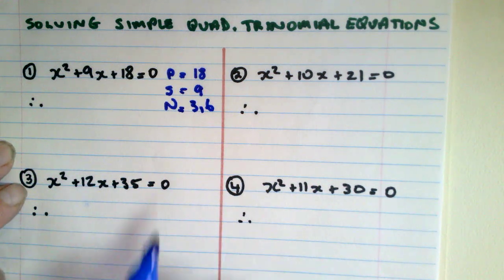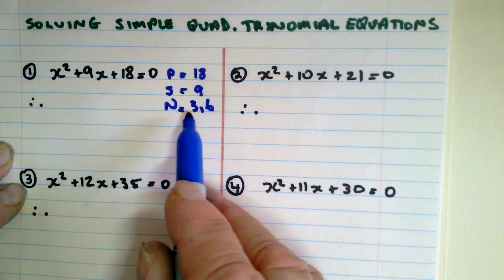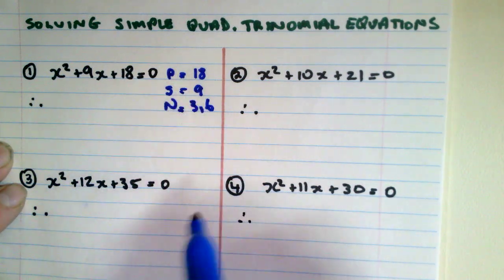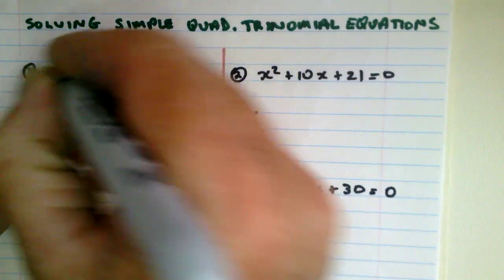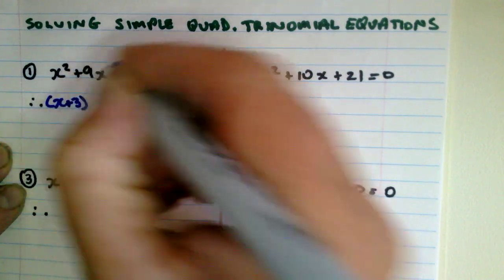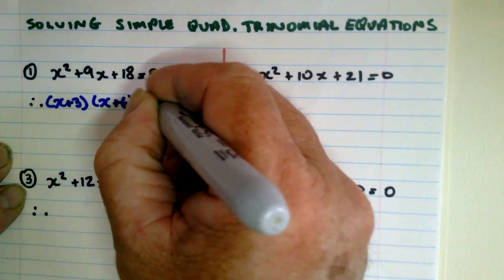We considered all the factors of 18 in pairs and selected the two that when multiplied gave me the product, but when added gave me the sum. So this is what we can say. Our equation is the same as (x + 3)(x + 6) = 0.